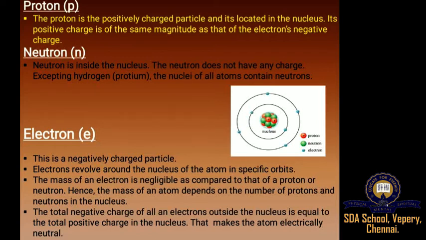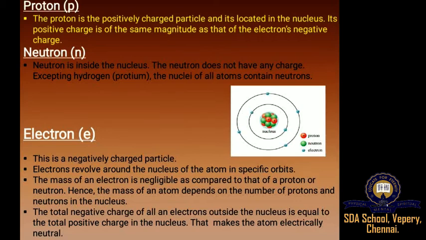The next one is neutron. Neutron is present inside the nucleus. The neutron does not have any charge. So, proton possesses positive charge, neutrons possess no charge. Excepting hydrogen, the nuclei of all atoms contain neutrons. Except this hydrogen atom, the nuclei of all atoms will contain neutrons.